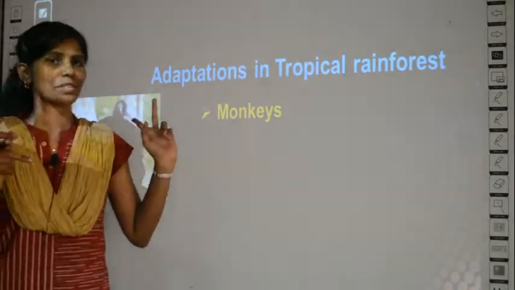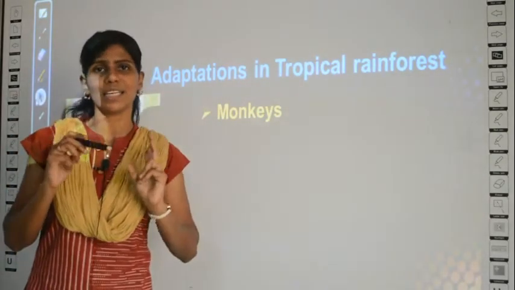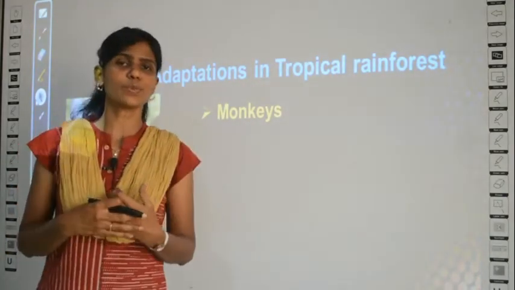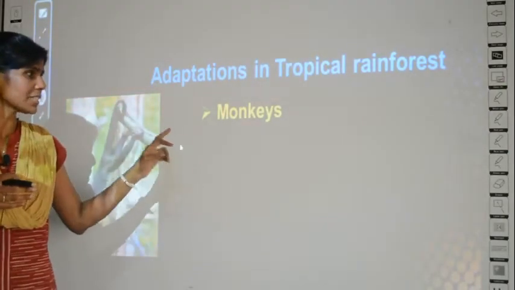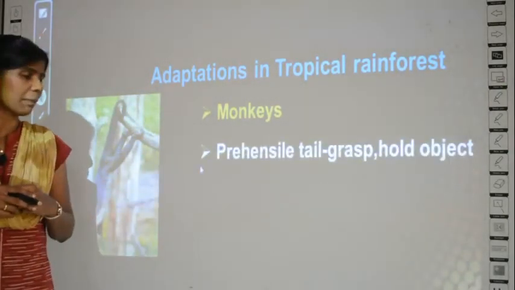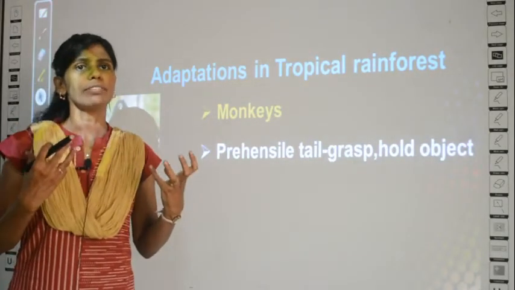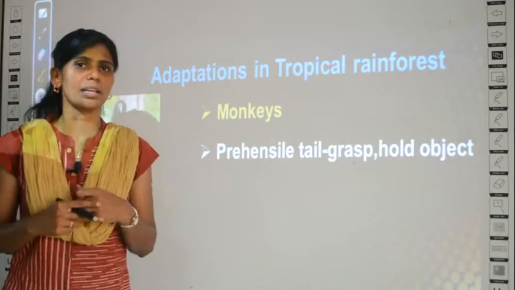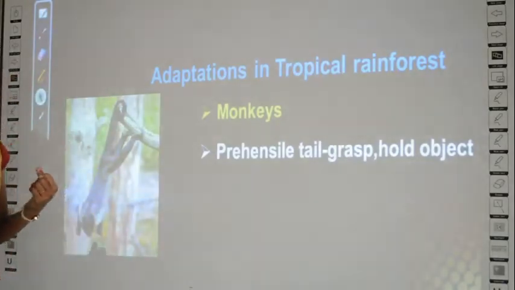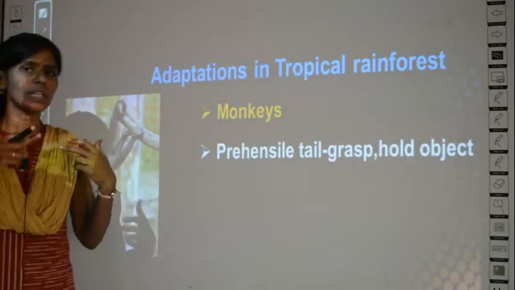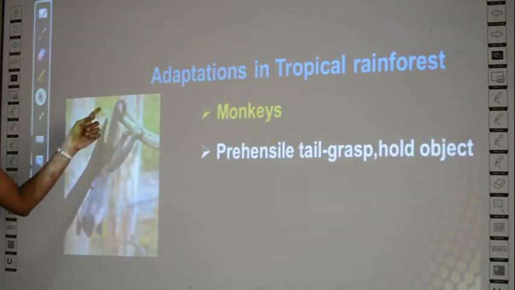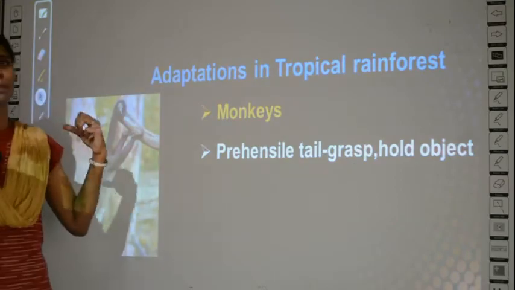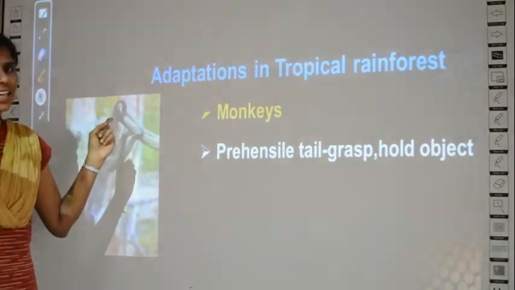Okay, two examples we have studied about plants: bromeliads and drip tip leaves. This is for animals, adaptations in the animals which live in tropical rainforest. Examples, monkeys. What adaptations do monkeys have to survive in that dense forest? They have a prehensile tail. What is this prehensile tail? Prehensile means the ability to hold on to something with the tail. See, in this picture you can see the monkey is upside down and the tail gives support. It holds the branch with the tail itself.